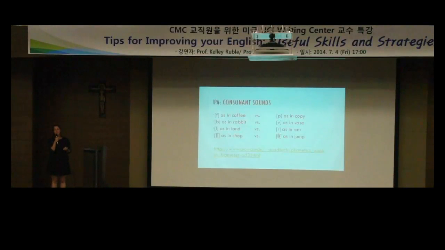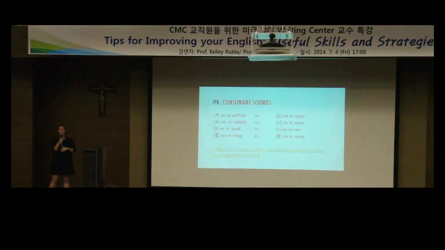Okay, our next sound is B, as in rabbit. Rabbit. Good. V, as in vase. Vase. L, as in land. Land. R, as in ran. Ran. It's a very strong American R, right? Very difficult sound. And the first is CH, as in chop. Chop. And this one sounds very similar, J, as in jump. Jump. So CH, J, very close.